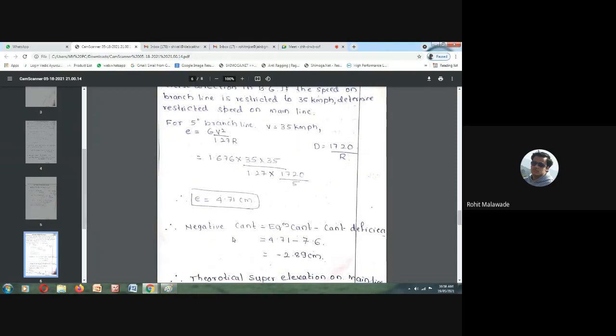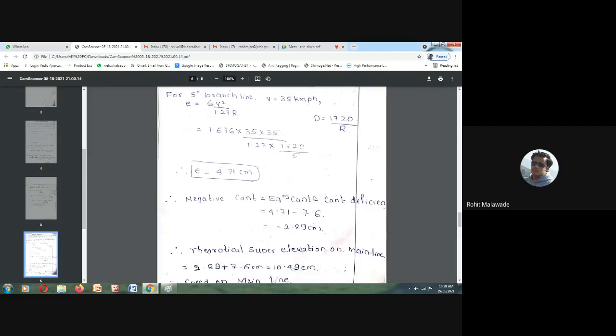Is it clear? I have calculated this for a branch line, 5 degree, where D value is 5 and velocity V is equal to 35 kmph. Is it clear till this? Yes, sir. Okay, fine.